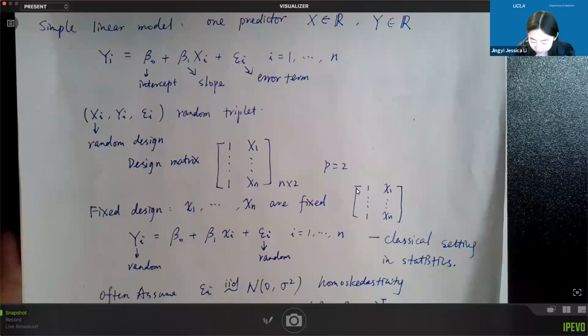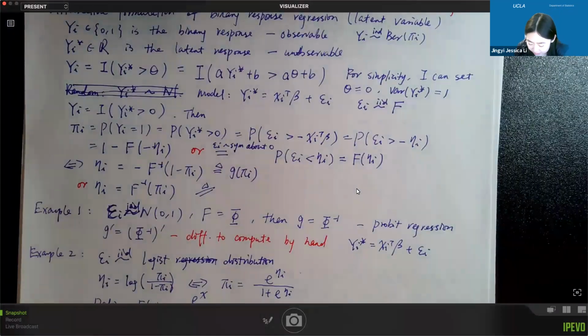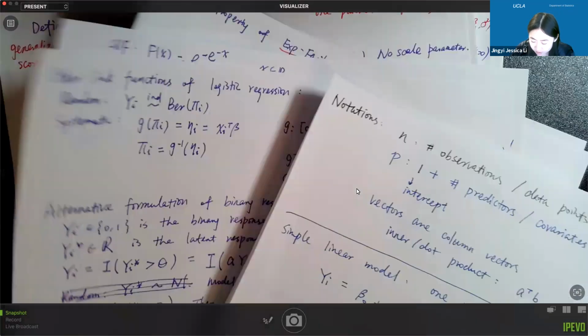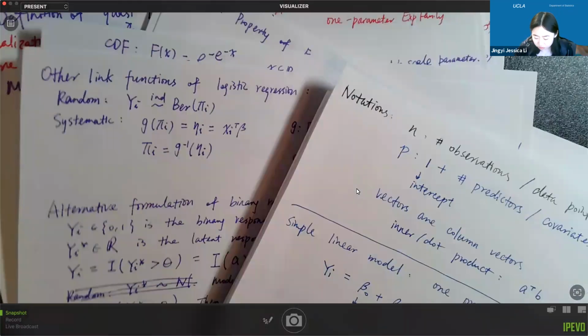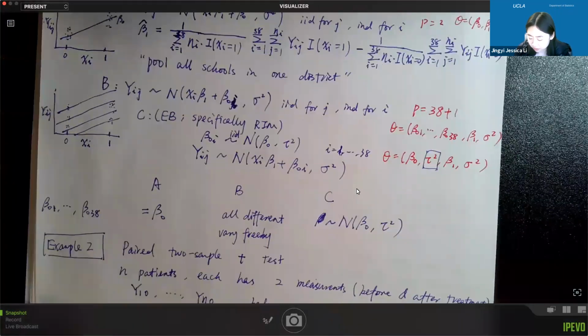Okay, good morning, everyone. Today we're going to continue our discussion about the linear mixed effect models. So we started our presentation last time by introducing the school effectiveness example. Okay, so let me give you a quick recap.